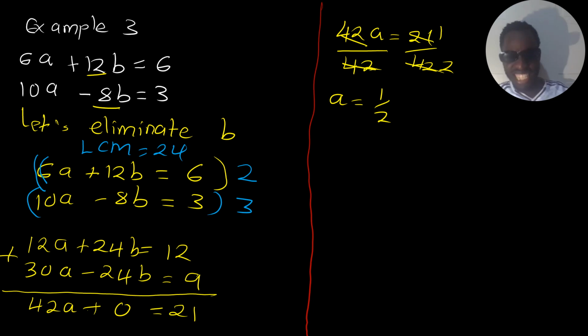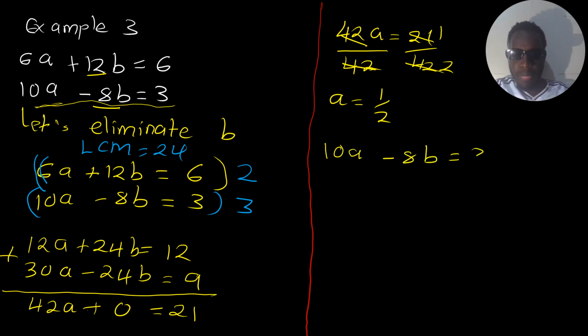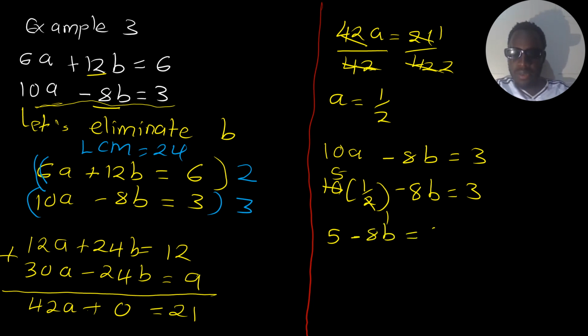So let's go with the second equation, the whole of this equation. So 10a, sorry, not 10b. 10a minus 8b is equal to 3. We know our value for a is 1 over 2. So it is 10 times 1 over 2 minus 8b is equal to 3. So this one once, here 5 times. So we have 5 minus 8b is equal to 3.